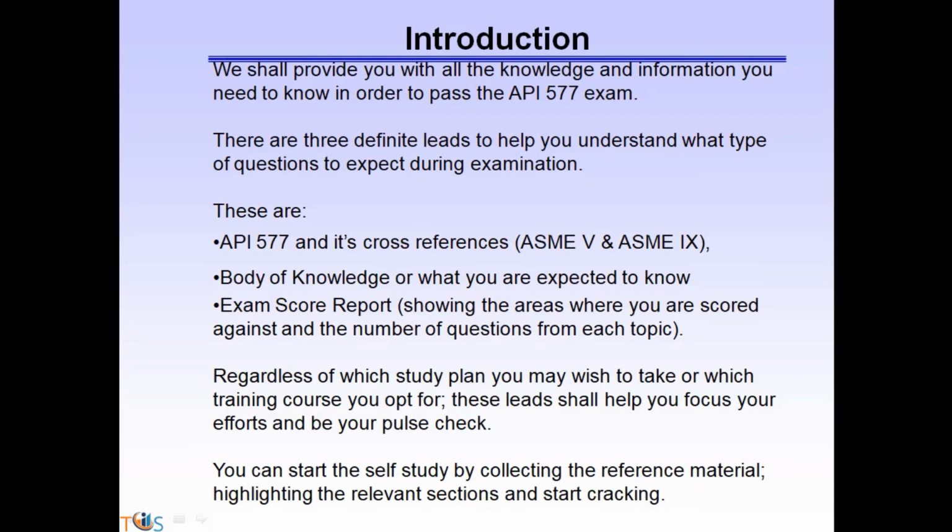Body of knowledge or what you are expected to know. Exam score report.